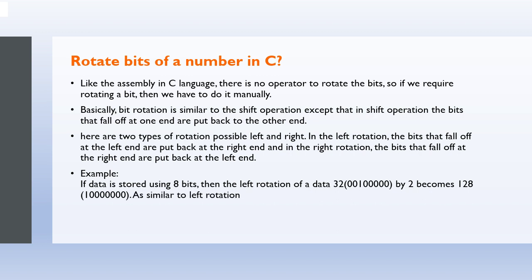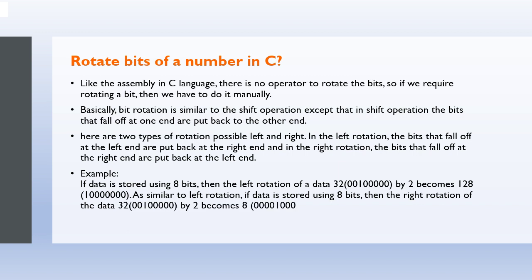Similar to the left rotation, if data is stored using 8 bits, then the right rotation of the data 32, 0 0 1 0 0 0 0 0, by 2 becomes 8, that is 0 0 0 0 1 0 0 0, isn't it? So this is the most likely method. Let's see it with the macros, right?